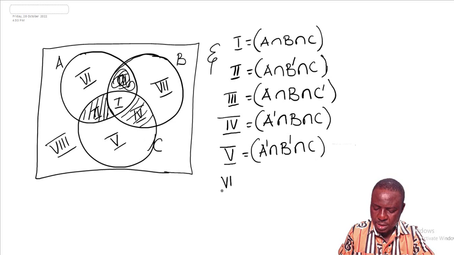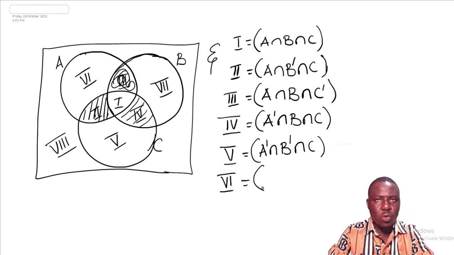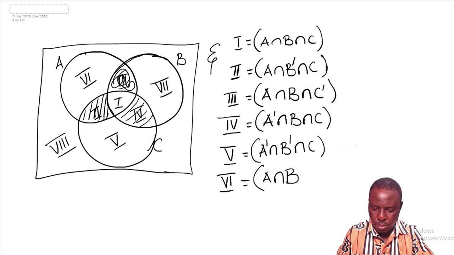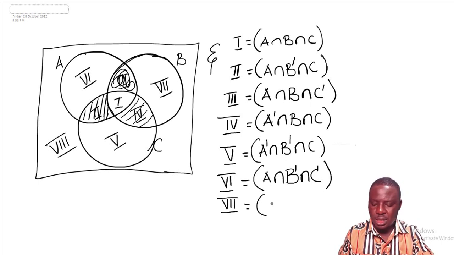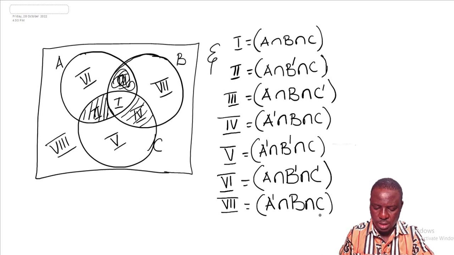While region 6 can be described as the region where you have elements only in A. So this is written as A intersection B prime intersection C prime. So B and C are primed, while region 7 contains elements you can find only in B, and this can be written as A prime intersection B intersection C prime.